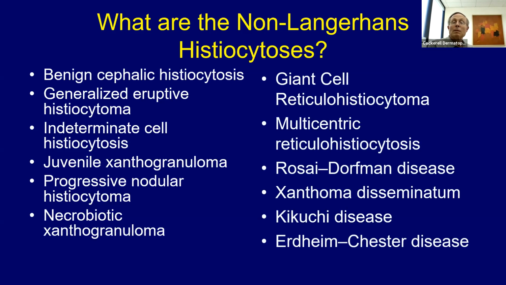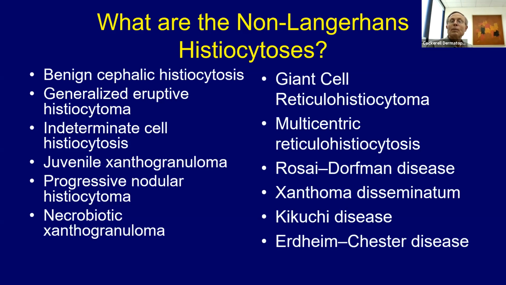These others: multicentric reticulohistiocytosis associated with severe arthritis. Erdheim-Chester disease is basically like a storage disease in a way. They get large histiocytes. They store this lipid. Kikuchi's disease: they get a necrotizing lymphadenitis. And then xanthoma disseminatum: they get a lot of these xanthomatous type lesions. Again, they can have some Touton giant cells in there. It kind of looks a little bit like eruptive histiocytomas.